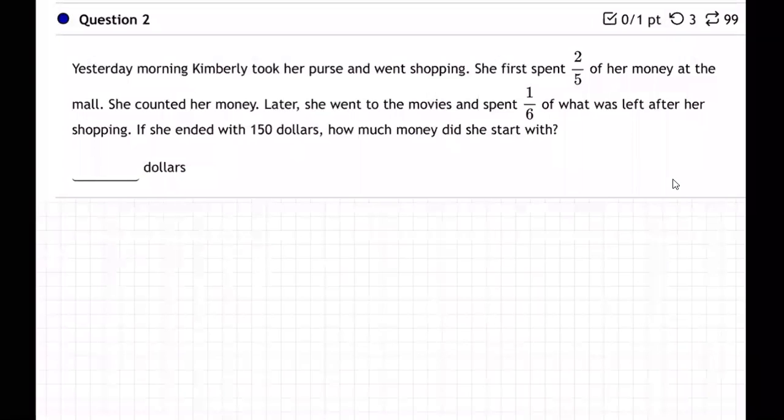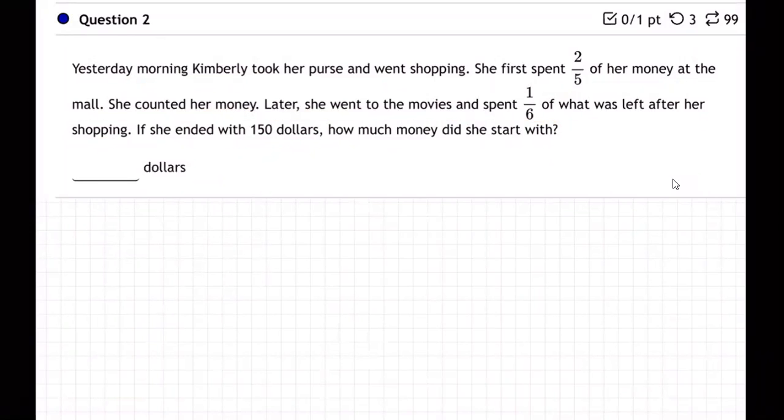Okay, so yesterday morning, Kimberly took her purse and went shopping. She first spent 2/5 of her money at the mall. She counted her money. Later, she went to the movies and spent 1/6 of what was left after her shopping. If she ended up with $150, how much money did she start with?